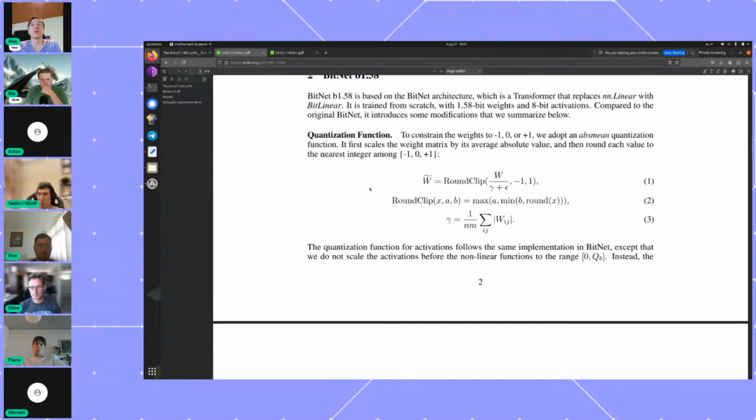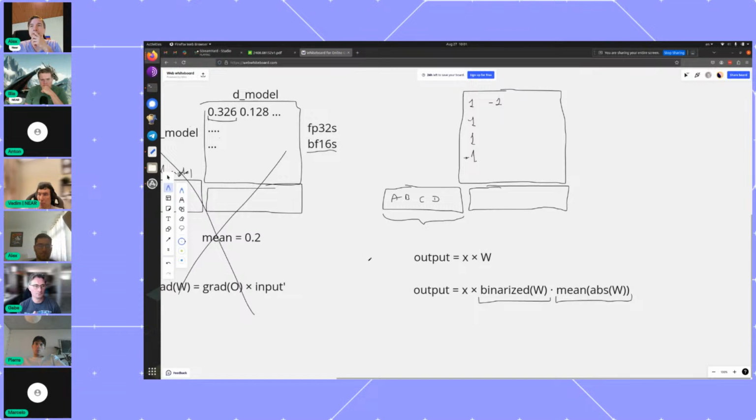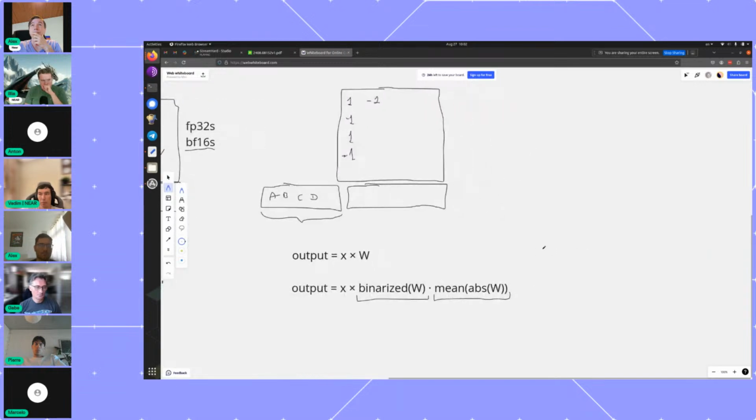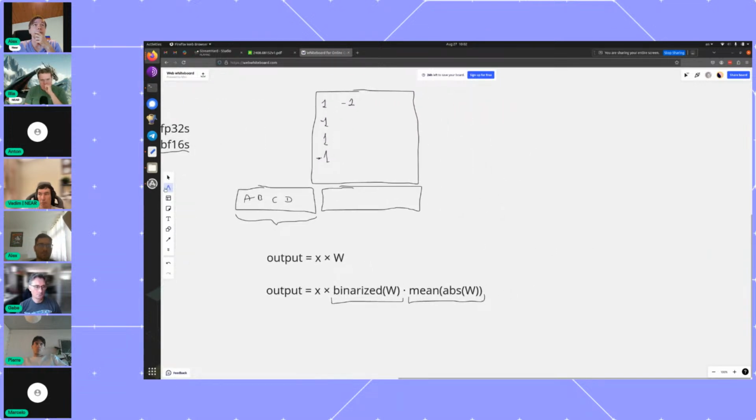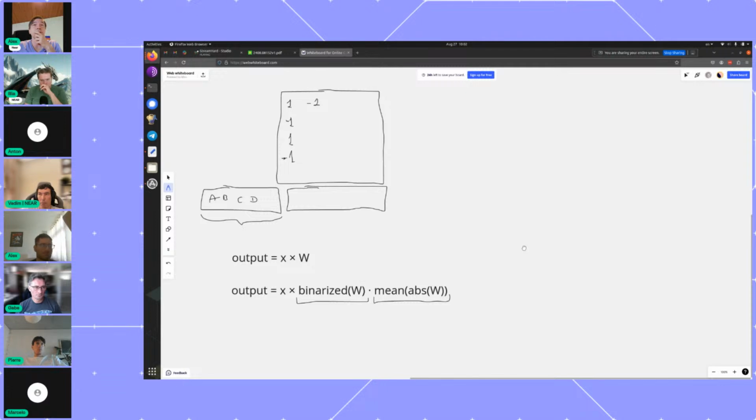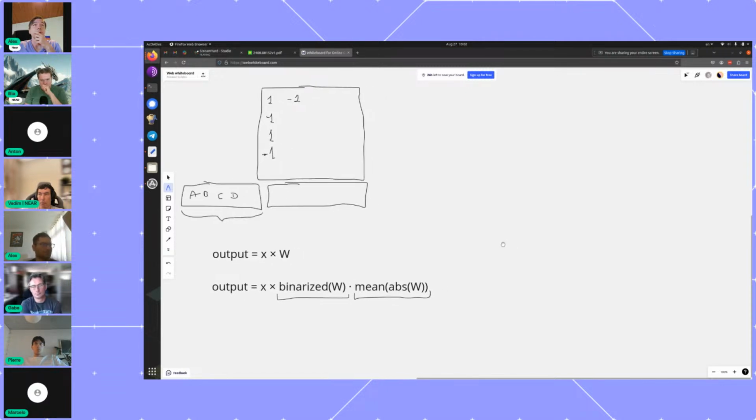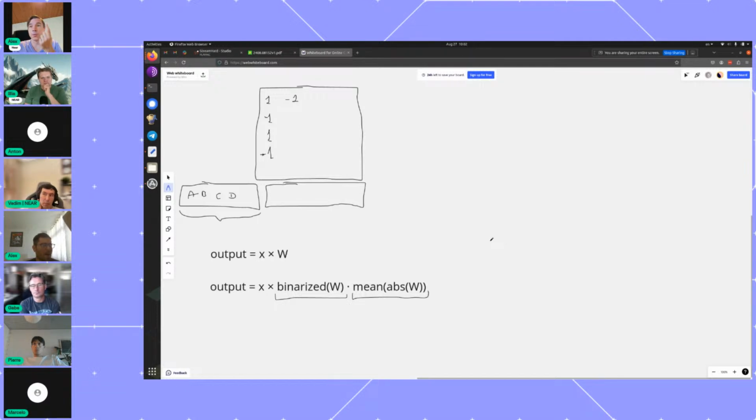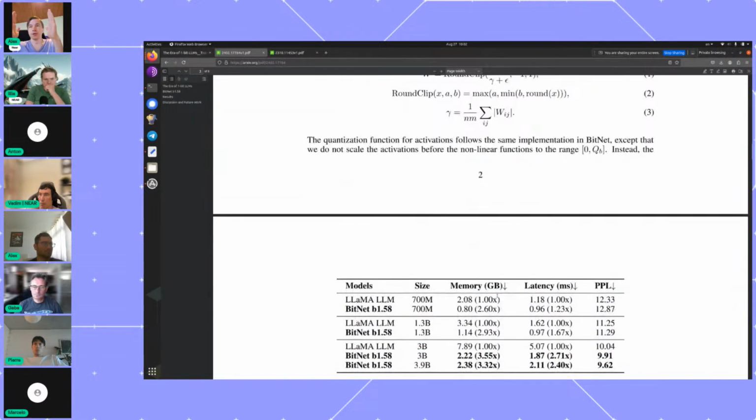And one thing I didn't mention is they also quantize the activations. They want activations to be one byte, so 8 bits. I don't think they do anything particularly fancy there. They just literally squish all the values into the range from -128 to 128 and round it.